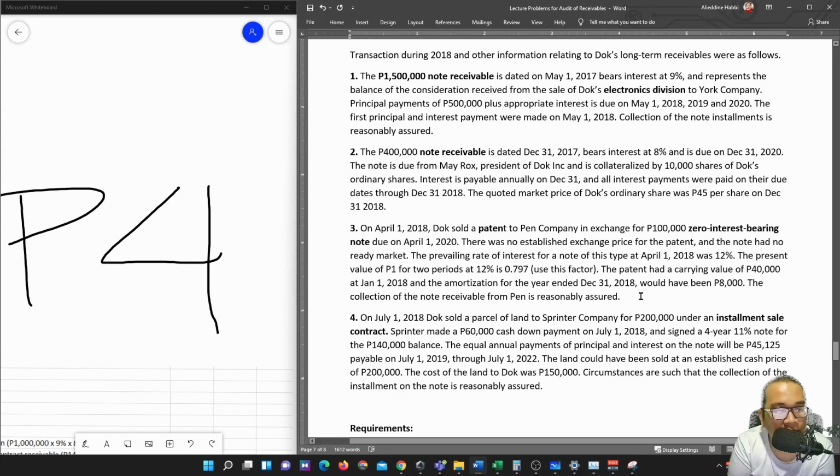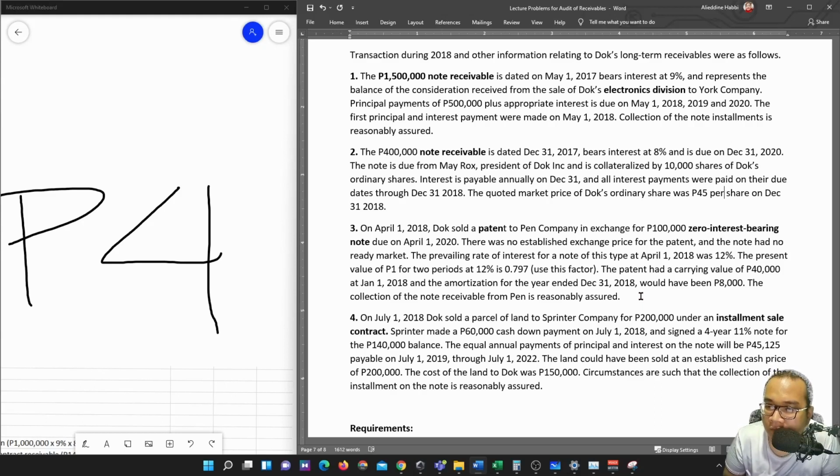0.797. Nakakatawa yung mga ganyang problems, yung binibigay na agad yung factor, yung present value, hindi mo na kailangan i-compute. May mga ganyan sa board exam, bigay agad para hindi na mag-waste ng time. Pero take note, don't ever forget yung computation ng present value, yung formula, kasi magagamit yan. Baka if in case yung problem, hindi binigay agad yung present value, mamatay ka kung nakalimutan mo yung formula.